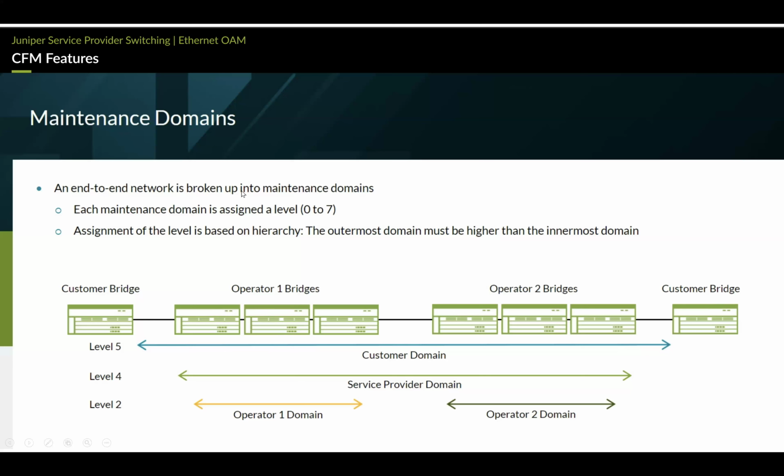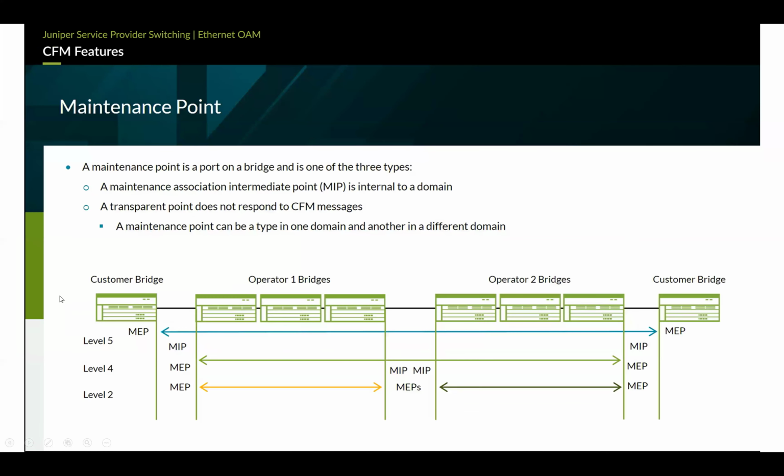So the end-to-end network is broken up into maintenance domains. Each maintenance domain is assigned a level 0 to 7. This is called the level. Assignment of the level is based on hierarchy. The outermost domain must be higher than the innermost domain. Innermost domain level will be lower, and the highest-most domain, that is if you consider all customer and provider, that is called level 5. This is the numeric value basically. No need to memorize all these things.